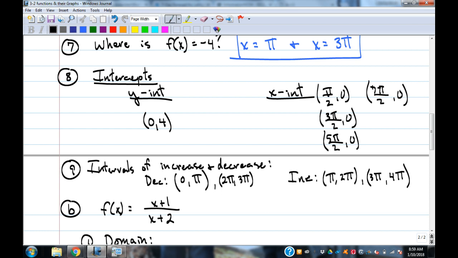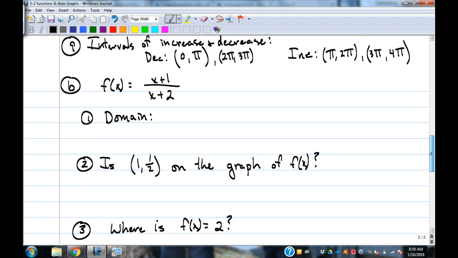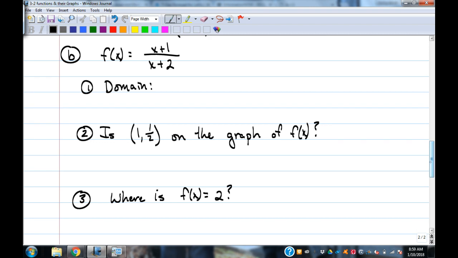Okay. All right. Example B, last one of the run here. They don't ask quite as many questions about it when they just give you the equation. They're going to ask some questions. Some of them we already know how to do. We did them in the last section. Like the first question here, what's the domain? So if our function is f of x is equal to x plus 1 over x plus 2.